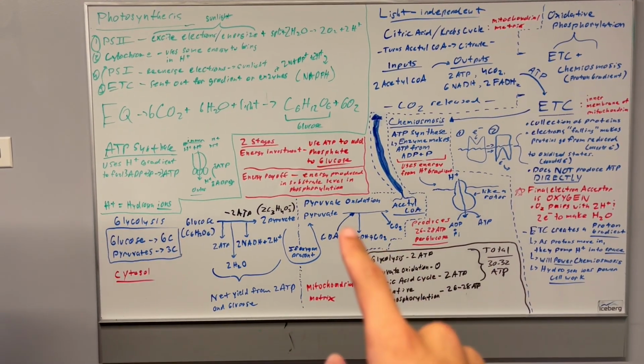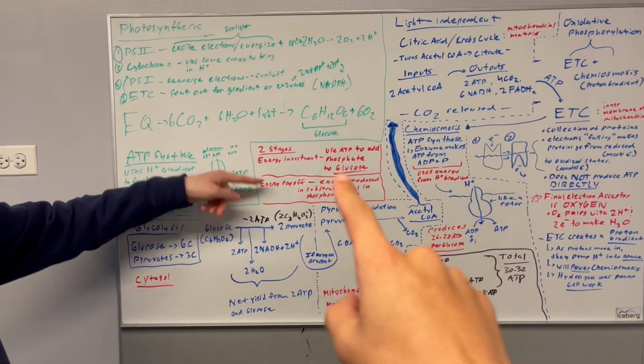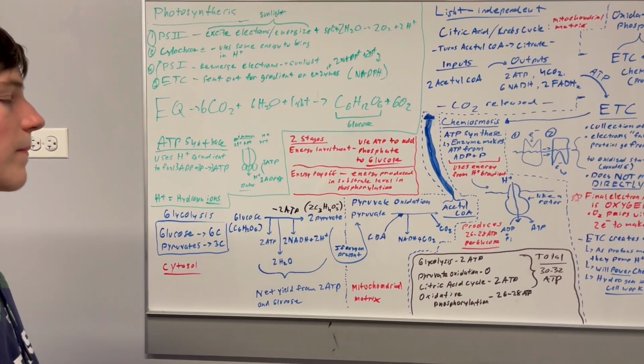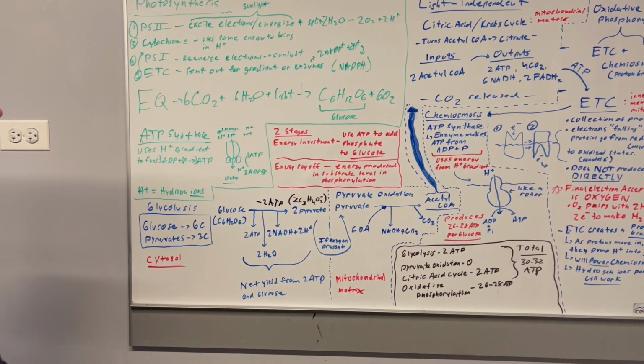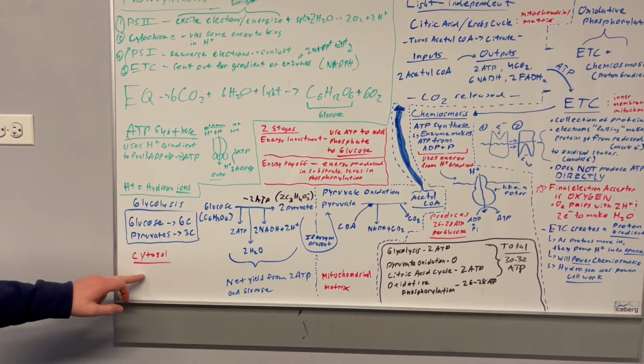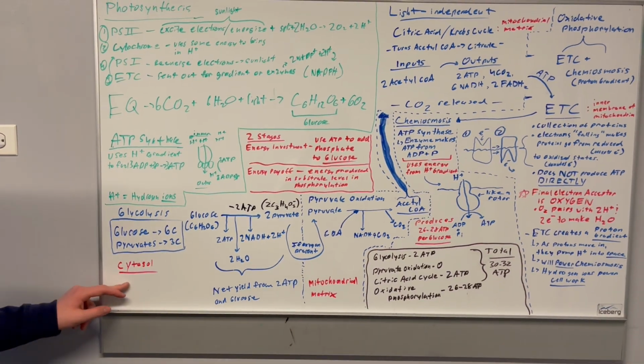And then the part where we're talking about the 2 which is 4 is the energy investment and energy payoff. Because when you're putting in 2 ATP, it produces 4 ATP. That's why it's called an investment. You're investing 2, you're gaining 4. This all occurs in the cytosol, and every name you'll see will be in red.